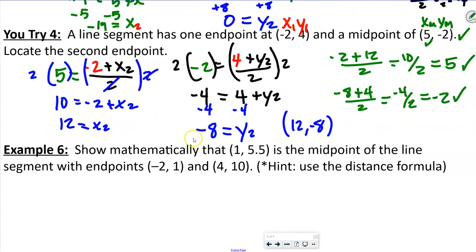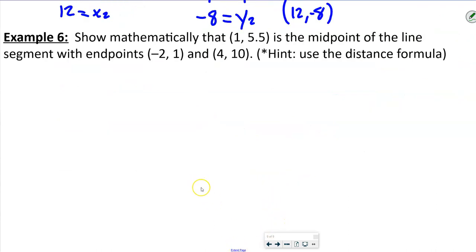Okay? All right, the last one here says show mathematically that 5.5 is the midpoint of the line segment with the endpoints -2, 1, and 4, 10. Use the distance formula. Okay, so if we're going to do this with the distance formula, let's make this one x1, y1, and we're going to make this one x2, y2, okay? Because what we want to see here is, are they the same length, the same distance between them, okay?